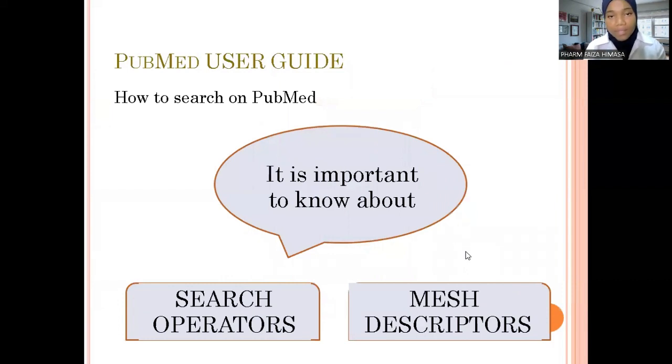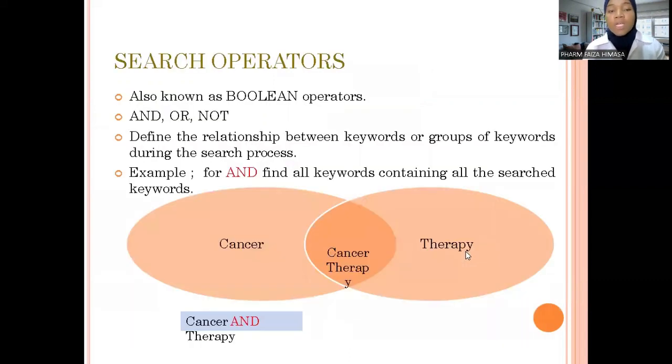PubMed User Guide. As a new user, how are you going to search on PubMed? It is important to know about two things: the search operators and the MeSH descriptors. The search operators are also known as Boolean operators. They are AND, OR, and NOT. This helps to define the relationship between keywords or group of keywords during the search processes.